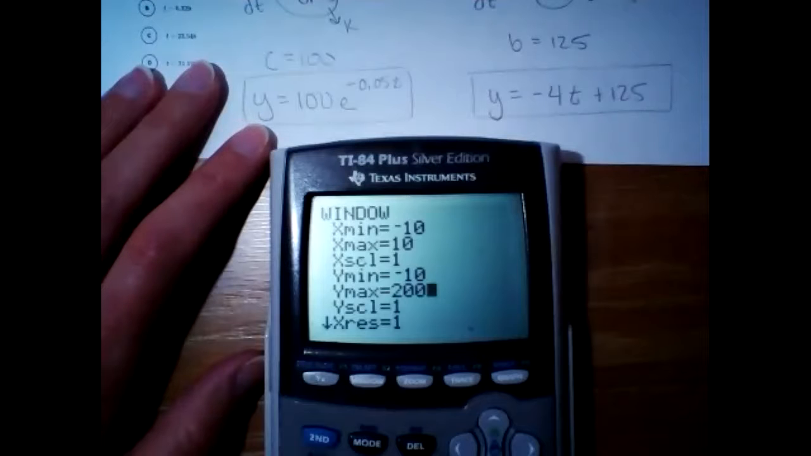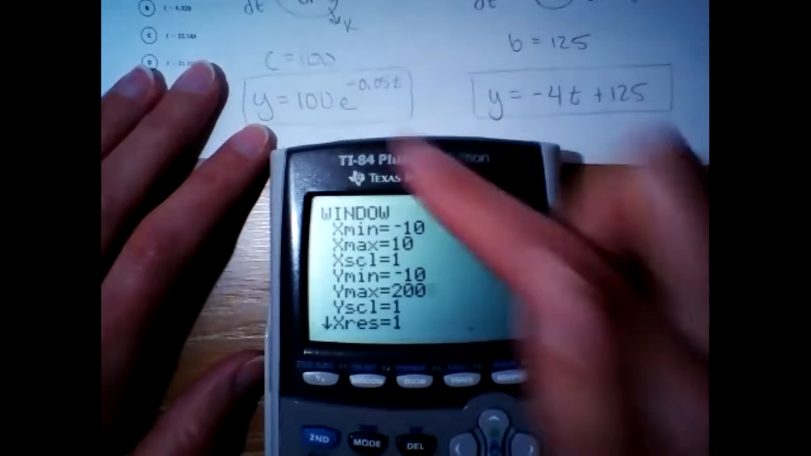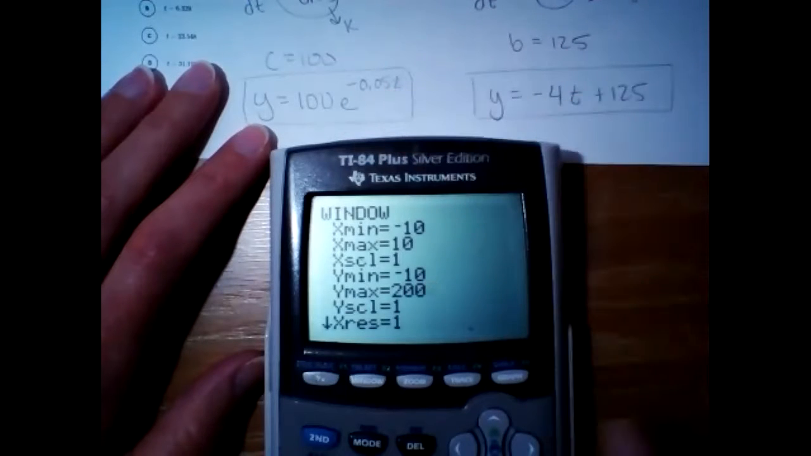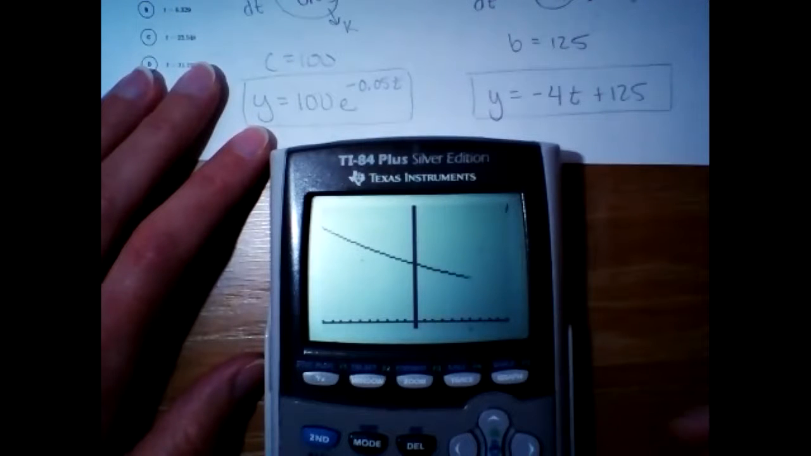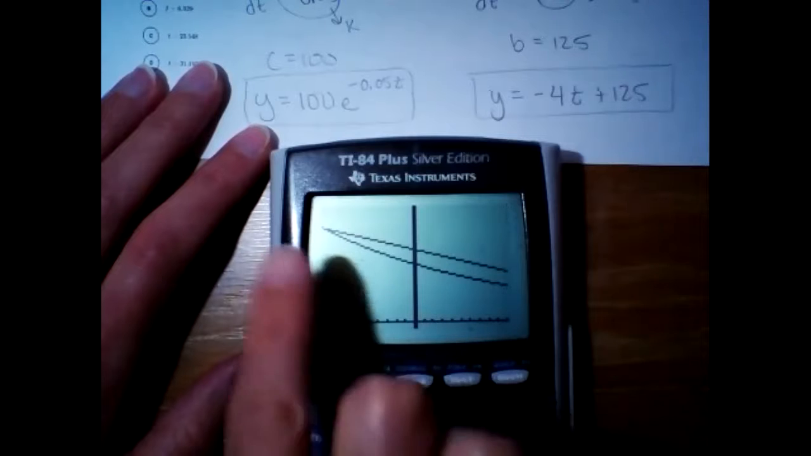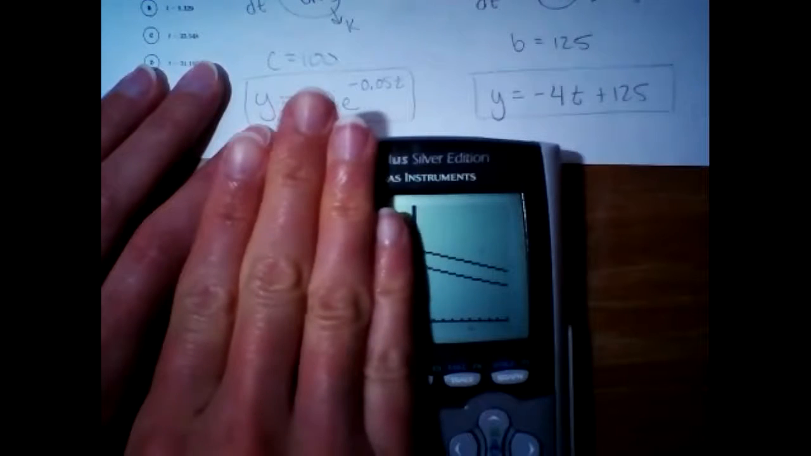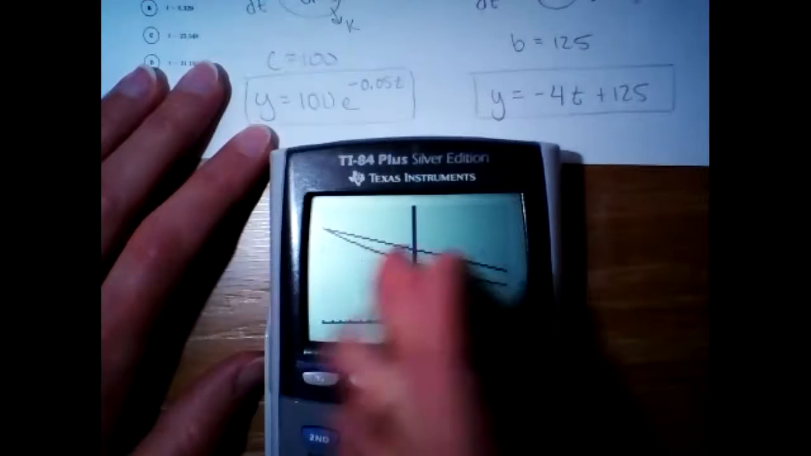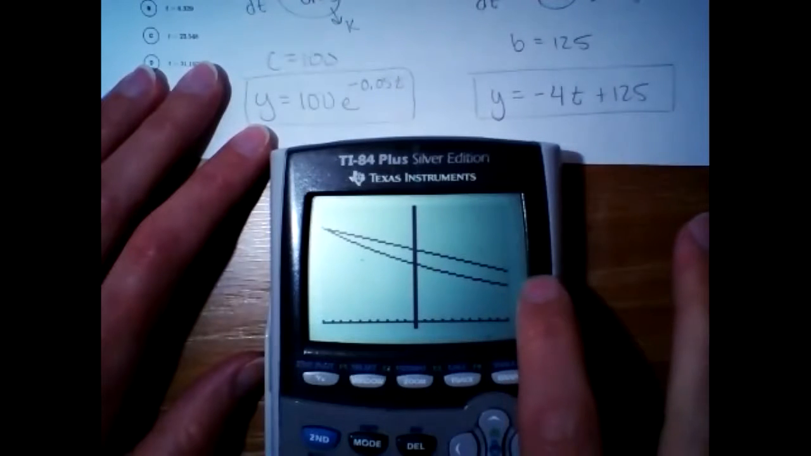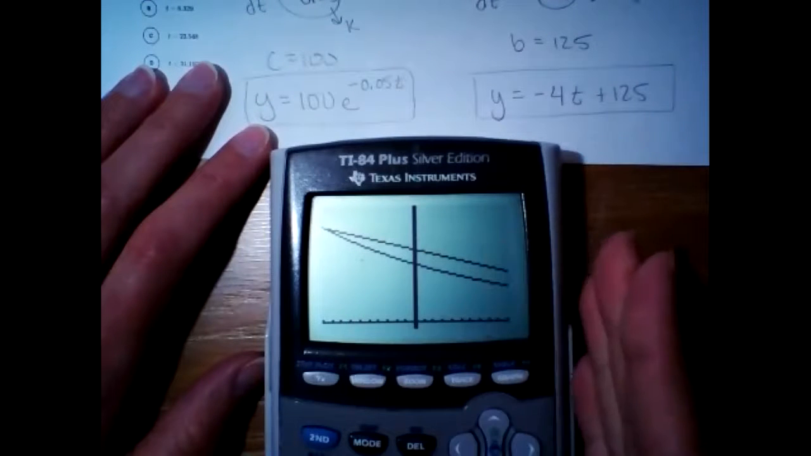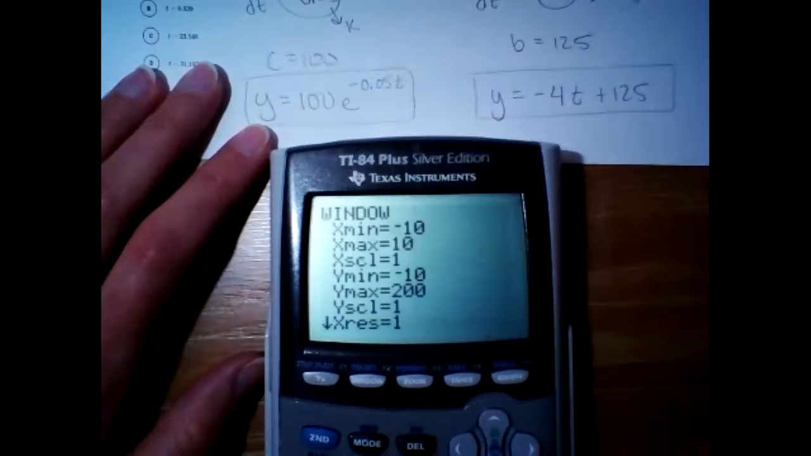You can start with standard if you want, but nothing's going to show up because the graphs are going to be all the way up here. So I changed that y maximum, like I widened this out so that we can actually see the graphs. There's the exponential one, there's the linear one. Now you can see they intersect here, but I don't want anything on this side because that's all negative time. So I need this intersection that's going to be over here. So I'm going to need to widen out the x maximum as well. So if we go to window, x maximum, let me make that 50. I think that should be far enough.